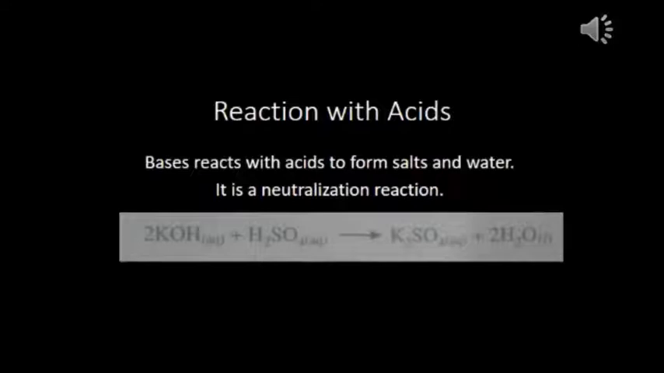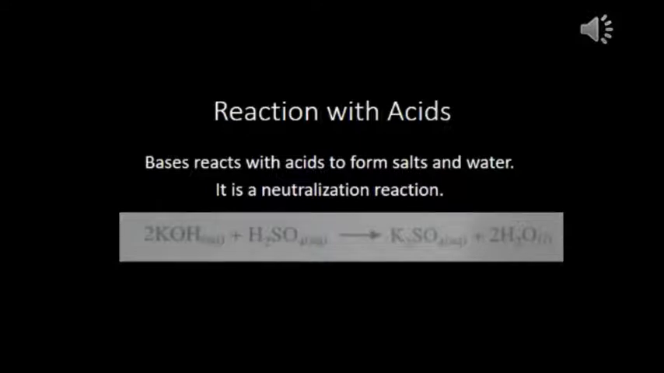Moving on to our next topic, that is the general properties of bases. Physical properties, we have already discussed the physical properties of bases in our previous slides. So here are some chemical properties of bases. Number one, reaction of bases with acids.